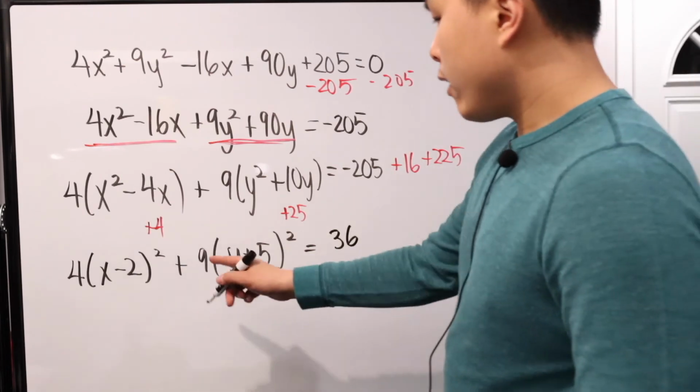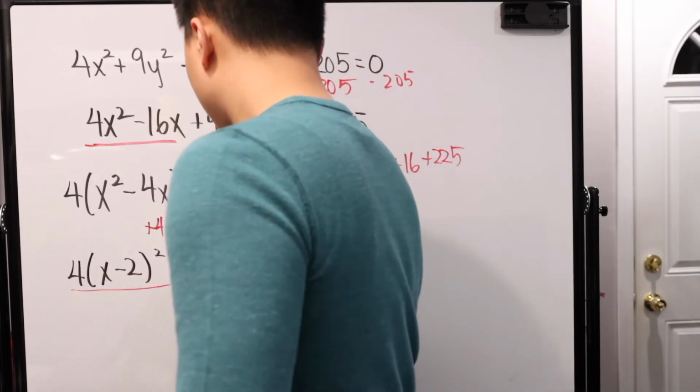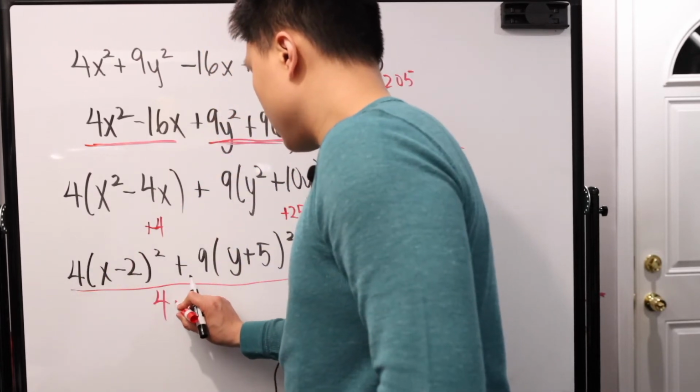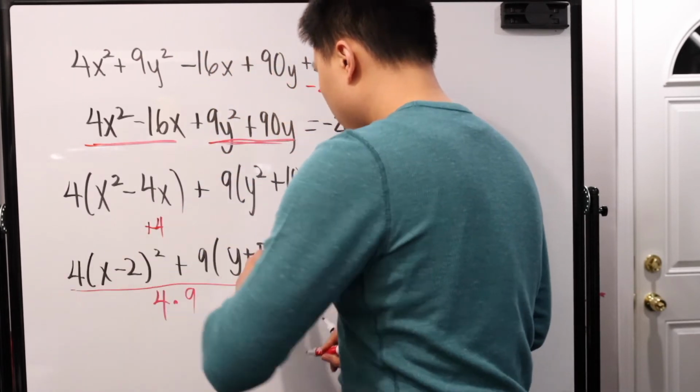Cool. And then now, what I'm going to do is divide by 4 and 9 on both sides to get rid of what's in front. Let's just make it obvious. 4 times 9, I'm going to divide on both sides.